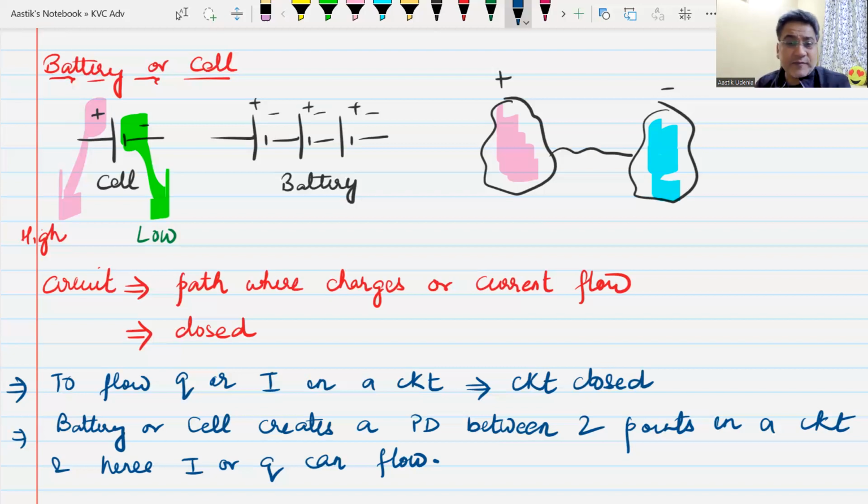So that is the use of a battery or a cell in a circuit, my dear friends. If you have not known it till now, this is the first and the last time you are hearing it. Please keep it in your mind. A battery or a cell creates a potential difference between two points in a circuit so that current or charge can flow in that circuit. That is the function of the battery or the cell. Give you 2 minutes to note it down.